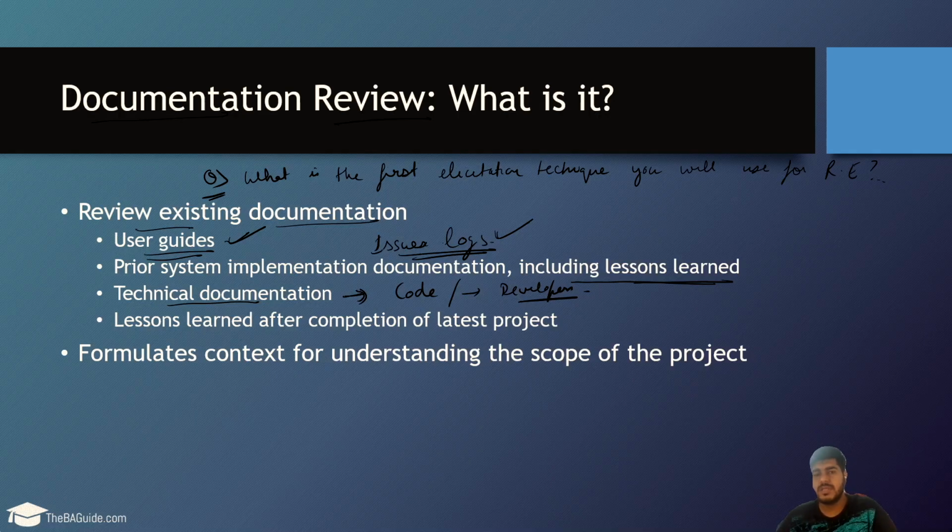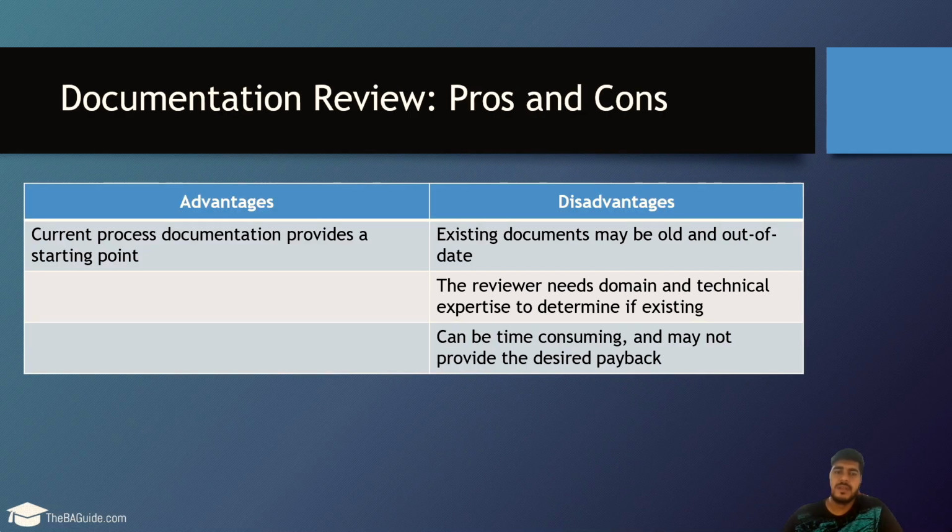This technique helps to save everyone's time, but it obviously has some challenges as well, and it also helps you understand the scope of the project. So this is a very important phase. The advantage is that current process documentation provides you a starting point. Basically, when you go to meet the stakeholders, you are not starting from scratch. You have a basic understanding of what was there in the previous project, previous application, and you will have more to talk about and a better understanding.